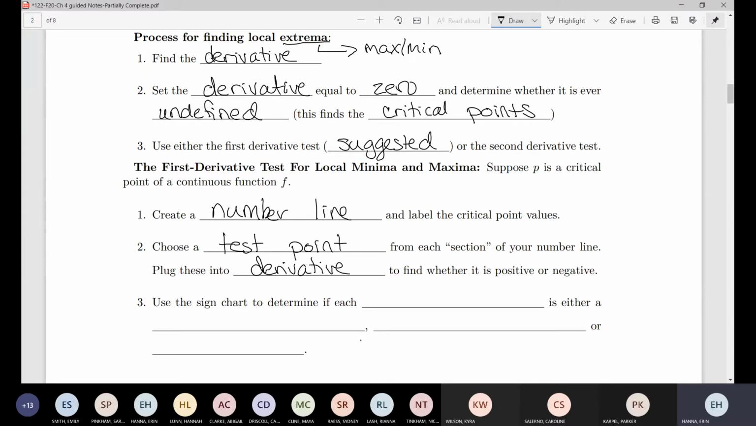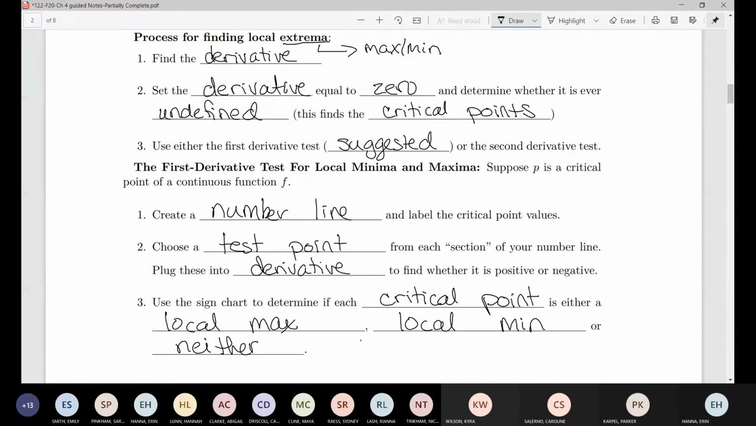You're then going to use that sign chart to determine if each critical point is either a local max, a local min, or neither. That's an option. Local max, local min, or neither. How the heck are we going to figure out which one it is? Here's how.